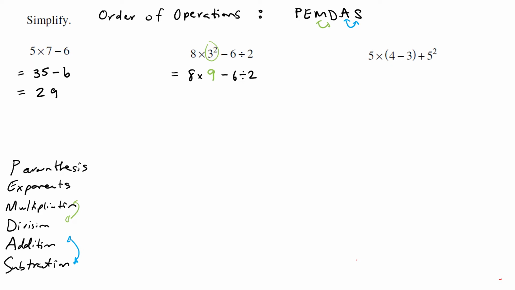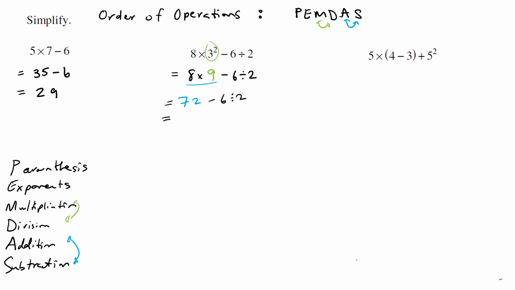And then we'll just do that again. So parentheses, nope. Exponents, we got rid of that already. Multiplication or division, we do. And we see that we've got multiplication and division, but we do them from left to right like reading a book. So the first one that we're going to do here is our multiplication. So this is going to be 8 times 9, which is going to give us 72. And then we'll bring down the rest. Minus 6 divided by 2.